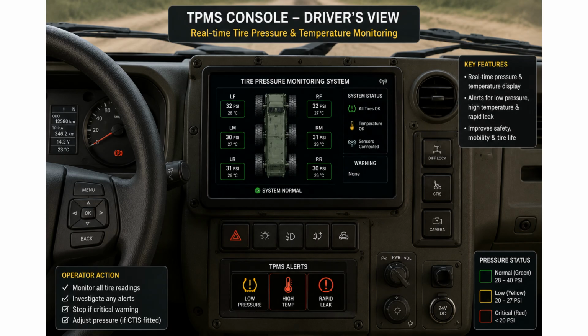Where CTIS is also installed, tyre pressure may then be adjusted from inside the vehicle. TPMS does not normally control tyre pressure itself. Its role is to detect developing problems early, improve safety, protect the tyres, and reduce the risk of mission failure.